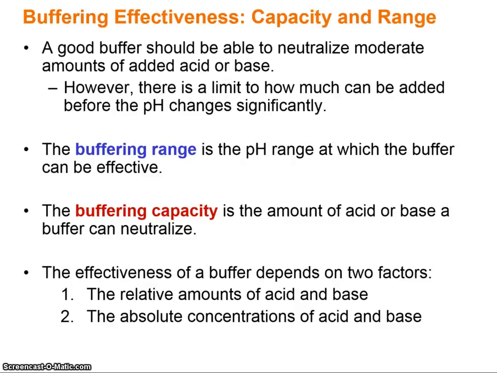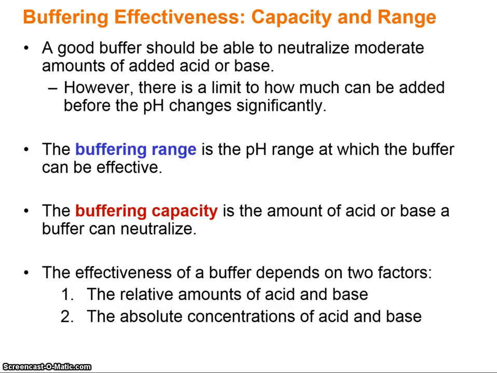So we saw that in stressing a buffer, if I add a little bit of strong acid or strong base, it does not change the pH as drastically as it would if I added that strong acid or strong base to an unbuffered pure water solution. But there is a limit. Now, a good buffer should be able to neutralize moderate amounts of added acid or base, but I can only add so much, right? So buffering range is the pH range at which the buffer can be effective.